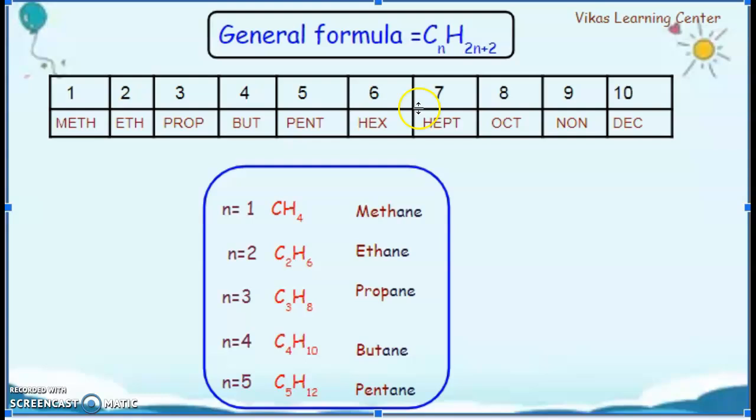So this is the general formula of alkanes. Likewise, if you want to find the formulas of hexane, heptane, octane, nonane and decane, you can just substitute the respective values of n here and get the respective formulas.